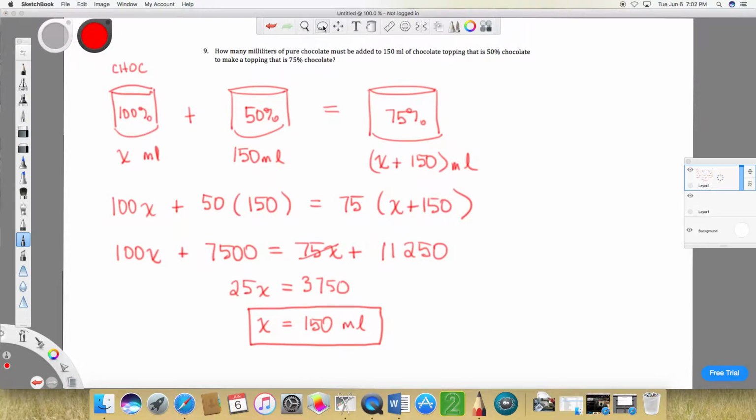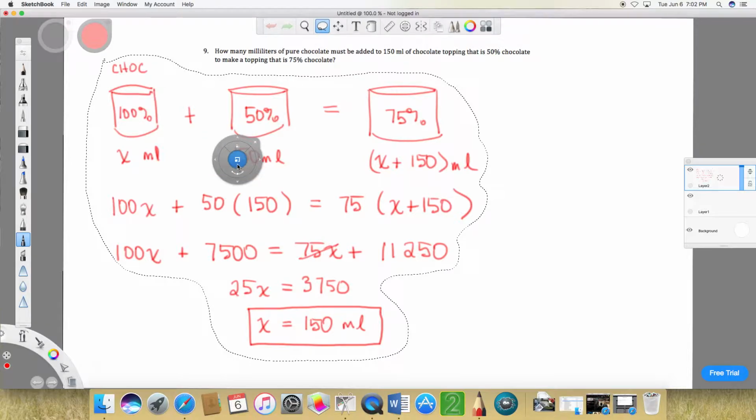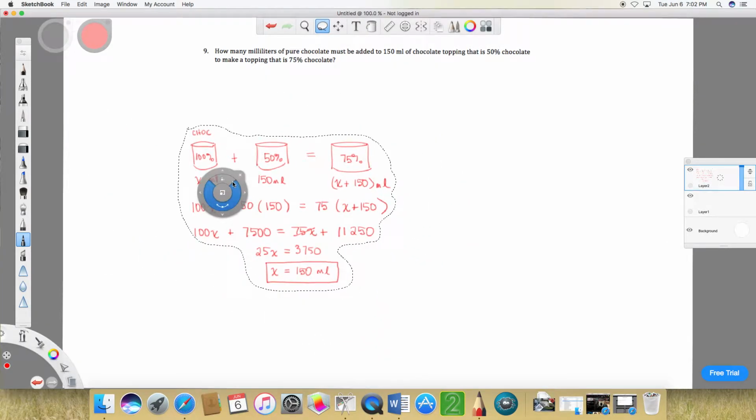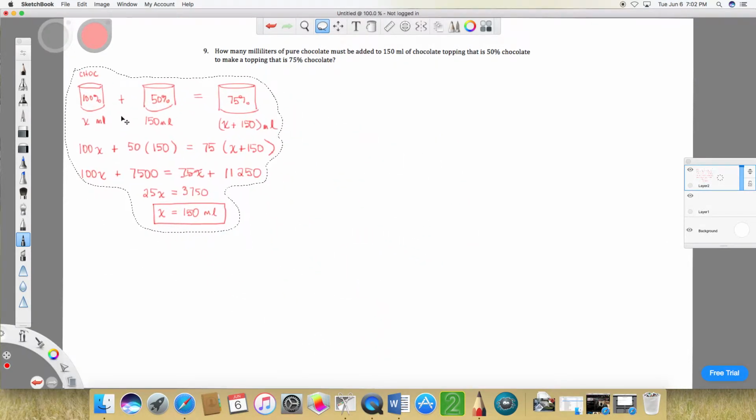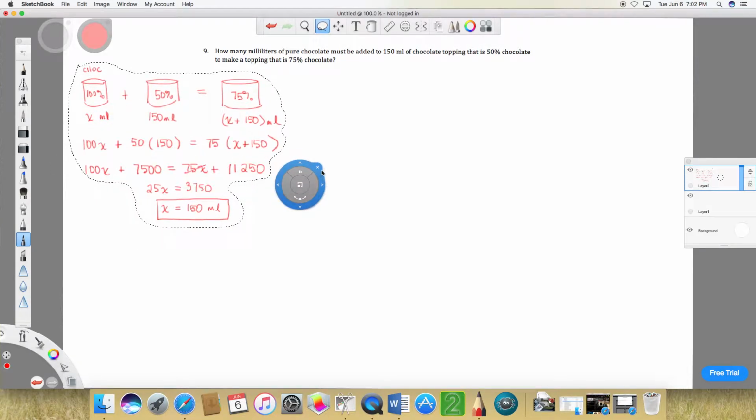So let's do this by the seesaw method, and we should get the same answer. Most of the time the numbers are such that I can't do it in my head. It's not a type of proportion that's quite so simple as this one.